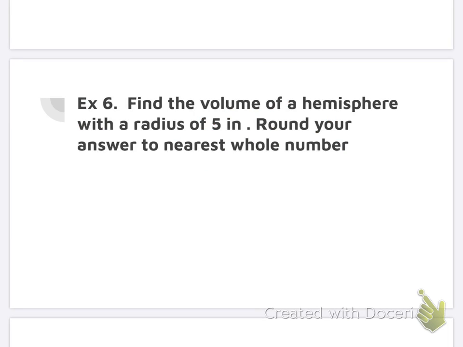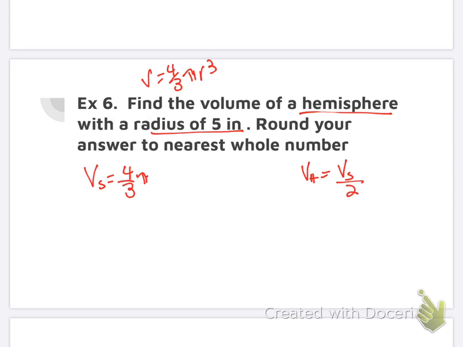Okay, so find the volume of a hemisphere with radius of 5 inches. So remember, a hemisphere is half of a sphere. So to find the volume of a hemisphere, it's volume of a sphere divided by 2. So we're going to start by finding that volume of a sphere. That volume formula is 4/3 pi r cubed. So 4/3 pi, my r here is 5 inches cubed. So that gives me 4/3 pi 125 inches cubed.